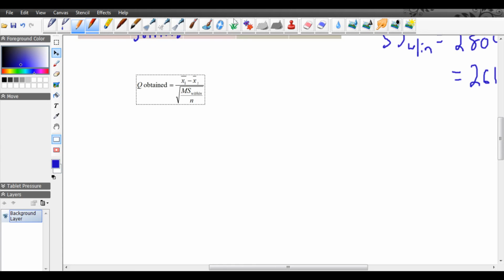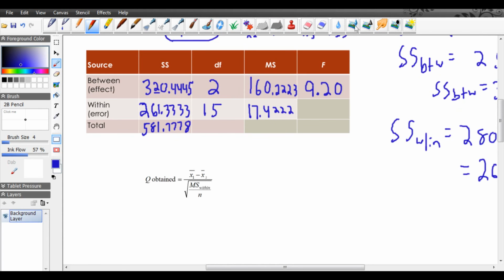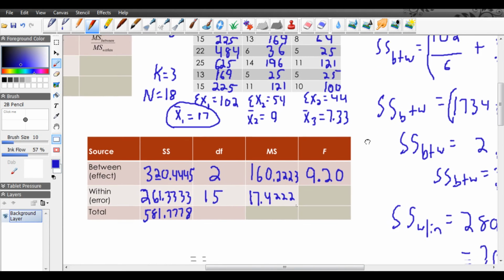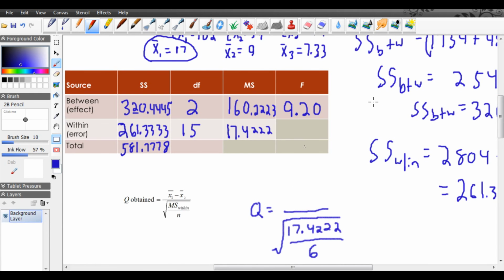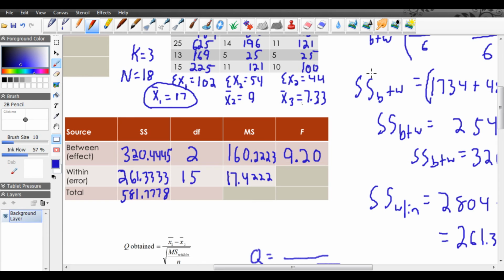So we need to compare two means, so each pairwise comparison divided by the square root of MS within over n. So MS within is 17.422. So q is going to equal, we'll put the denominator first, 17.4222 over little n here, this assumes equal sample sizes, which we have, is 6, right? 6 people per group. And then don't forget we need to take the square root of that. So that's our error term. And then in the numerator, we're going to be comparing the means. So we'll start with the largest difference, which is 17 minus 7.33.